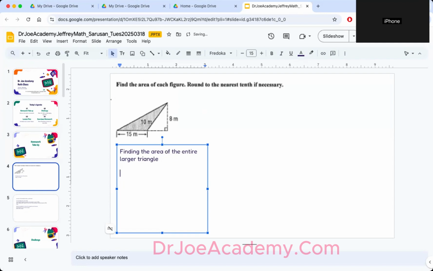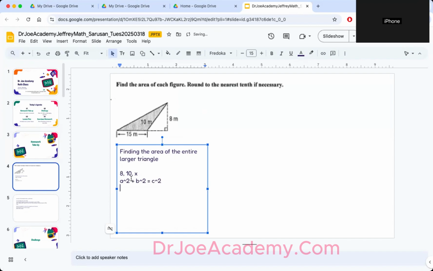Let me just give you a hint. Let me start you off. So that smaller dotted line triangle right here on the right side, we have one side length of 8. We have another side length of 10, and we have a missing side length. We'll call it X. How do we find that missing side length? Well, we can use our equation a squared plus b squared equals c squared.